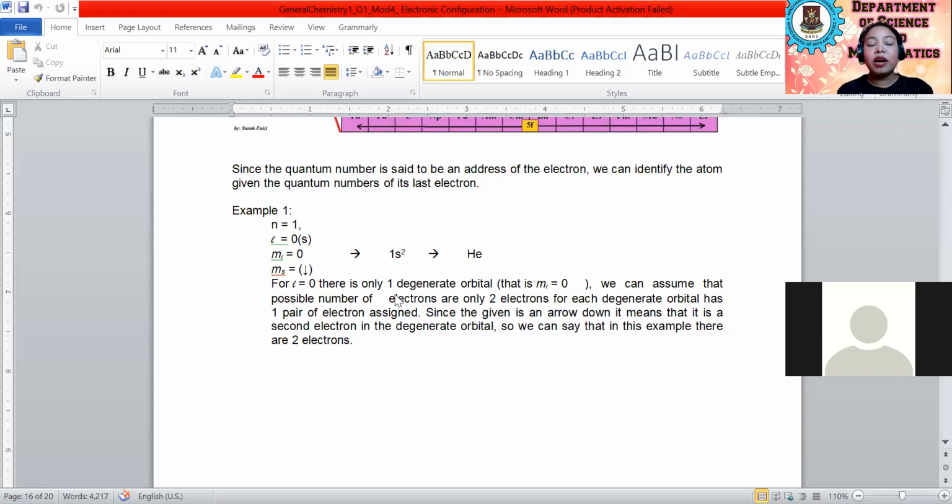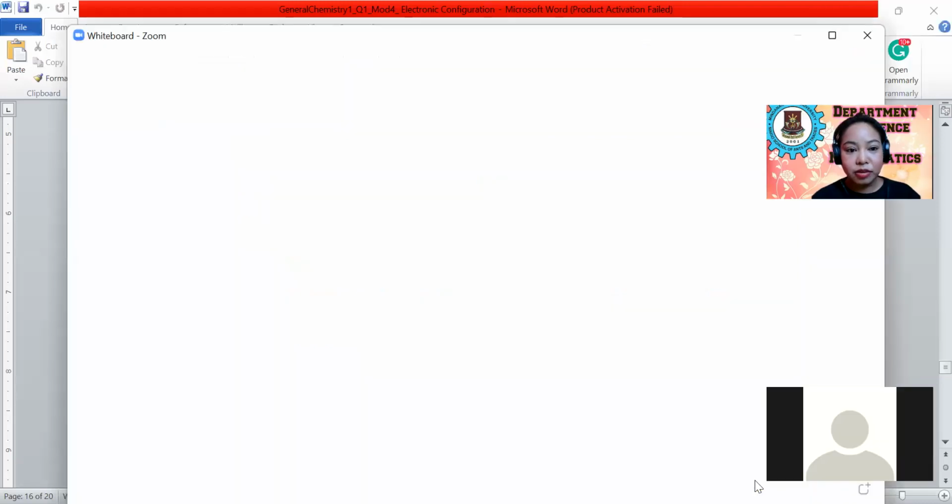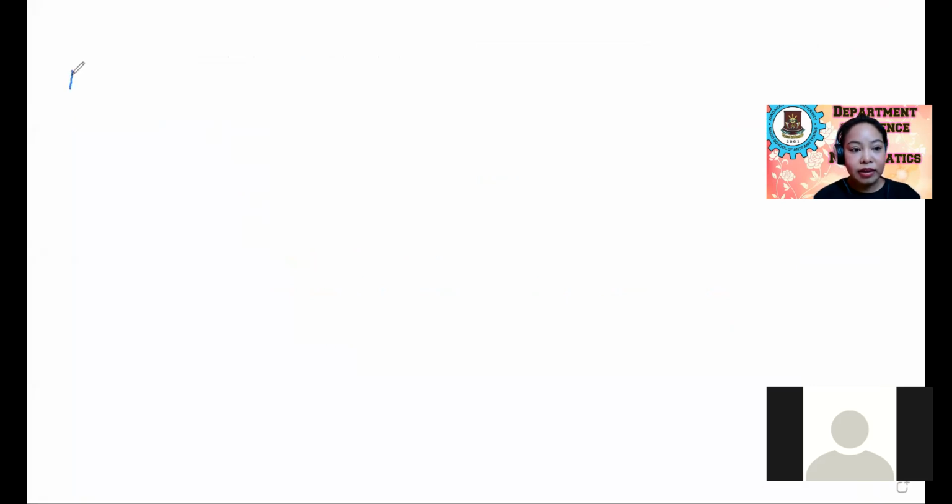Okay, so let's have a clear example for that. You can read it. So let's say we have n is equal to 2 and then L is equal to 0. Then we have ML is equal to, let's say, -1, and then zero.